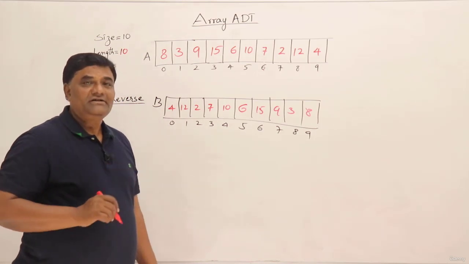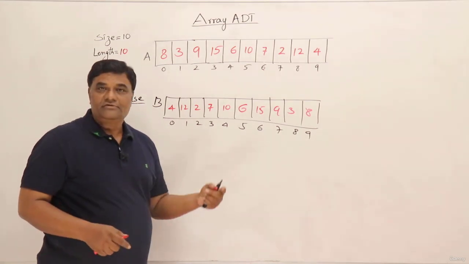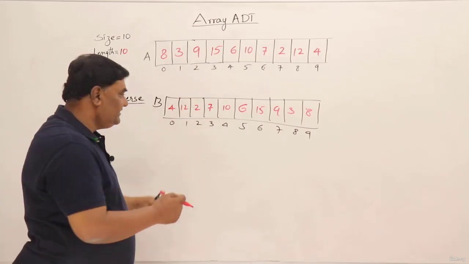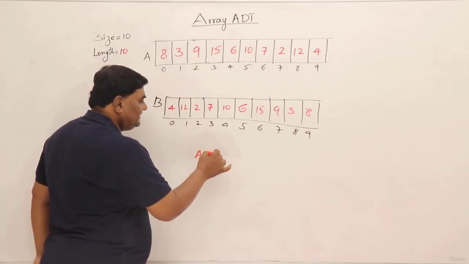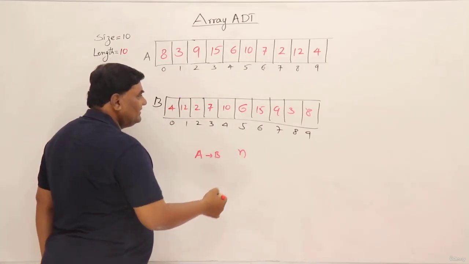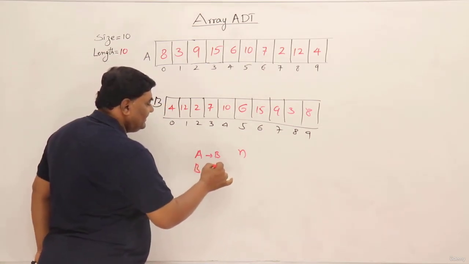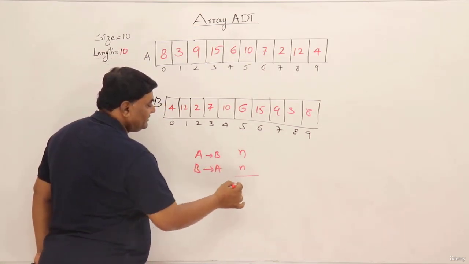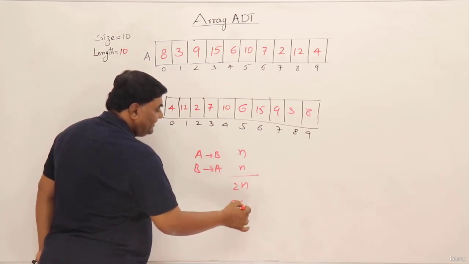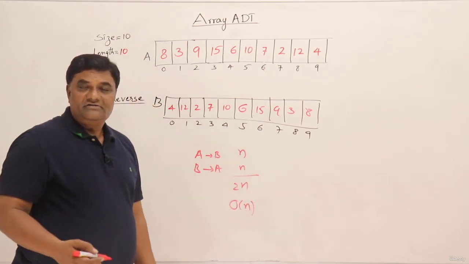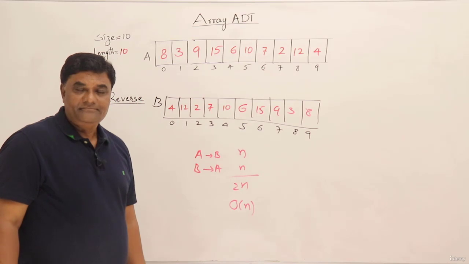How much time is it taking for reversing the elements? So reverse copying from A to B. So from A to B, when you copy the elements, the number of elements are n. Then again, you have to copy the elements from B to A. So B to A, again, there are n elements. So total 2n. So it is order of n. So the time taken is order of n.